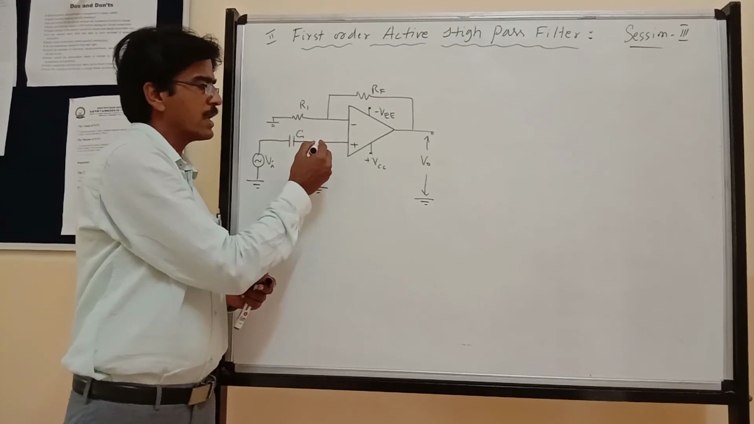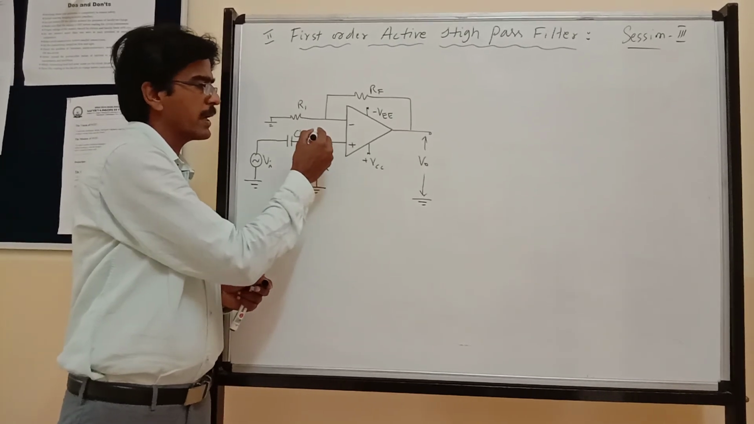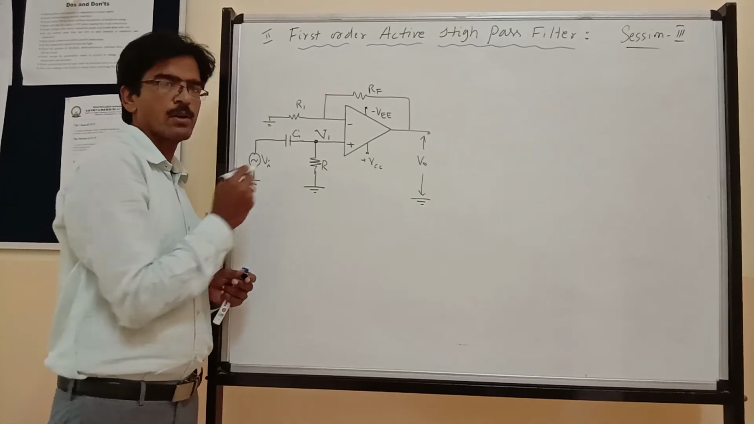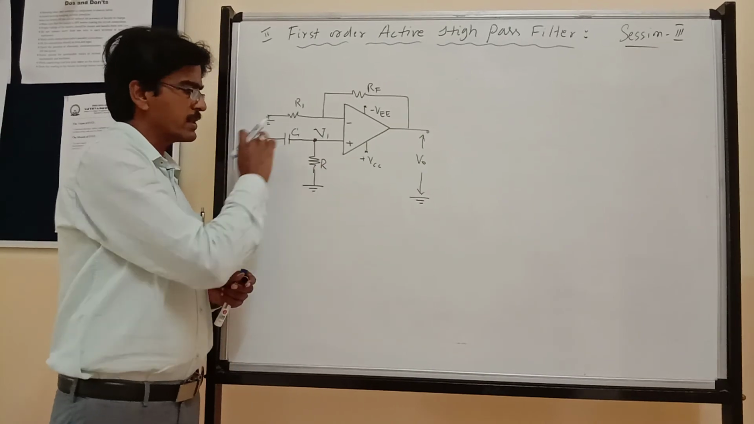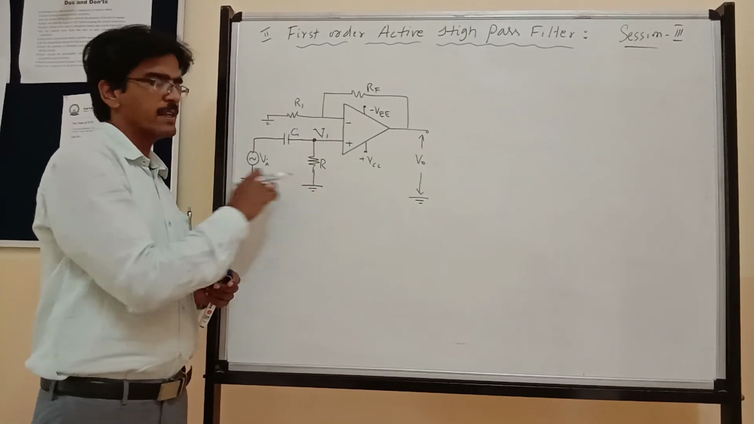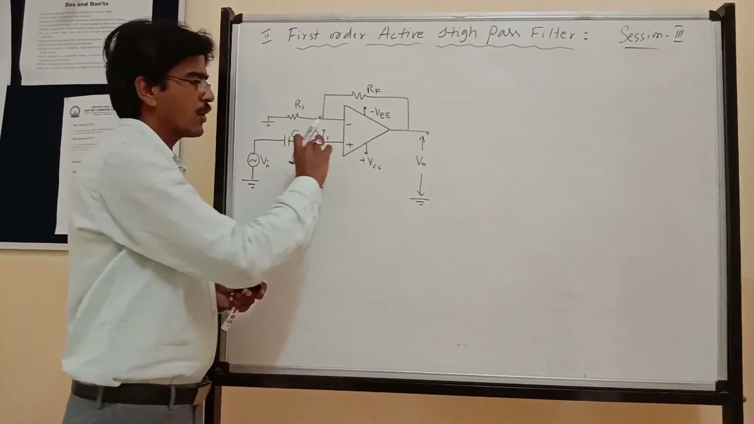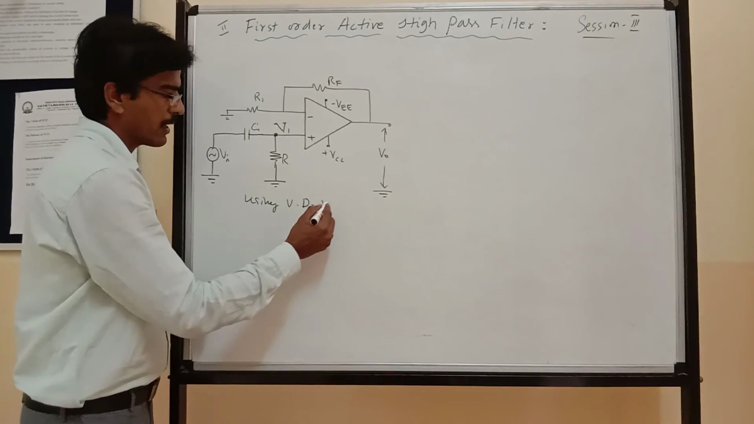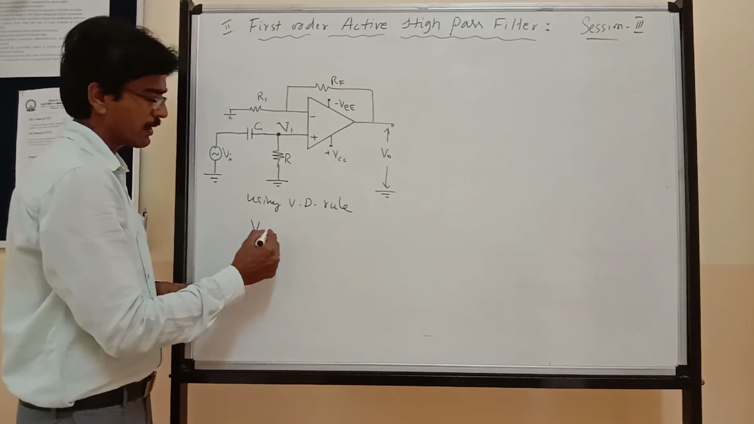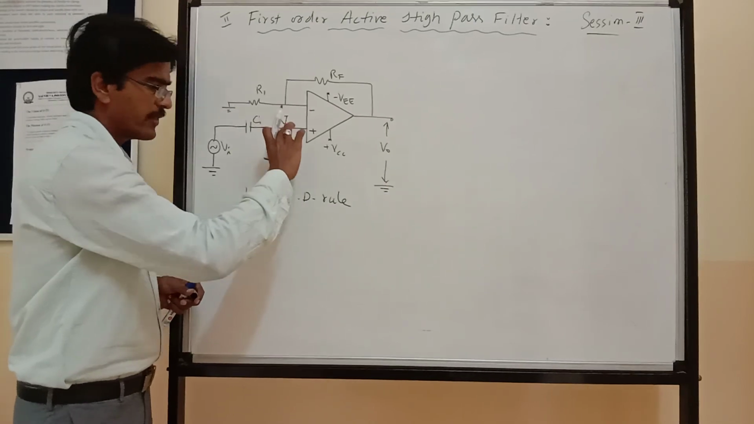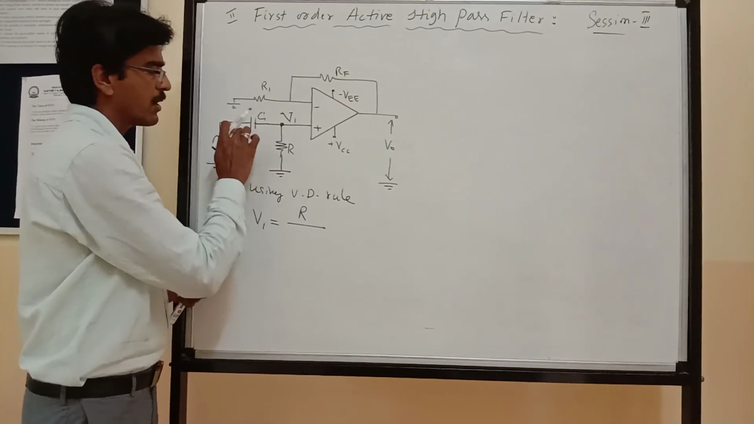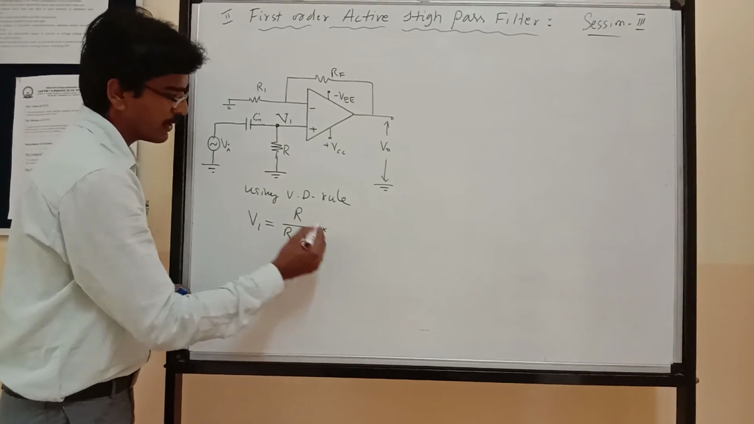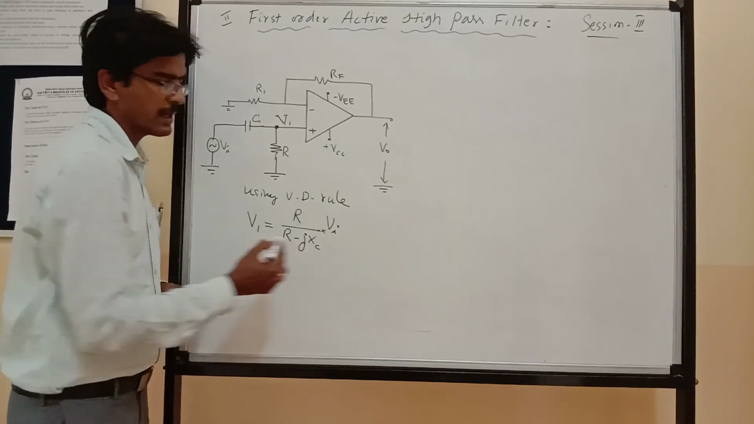For that, let the voltage at non-inverting terminal of op-amp be V1. Now I am going to find the voltage with respect to ground. That is this voltage. So this is a loop and it's a series circuit. I can apply voltage divider rule to find the voltage V1. So using voltage divider rule, what is V1? V1 is equal to, this voltage is equal to that element, that is R, divided by sum of these two elements, that is R minus jXC, into voltage, total voltage is Vi.